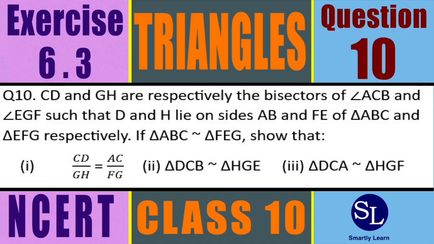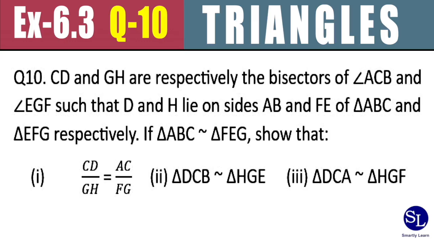In this video, let's see how to solve the 10th question in exercise 6.3. CD and GH are respectively the bisectors of angle ACB and EGF such that D and H lie on sides AB and FE of triangle ABC and triangle EFG respectively. If triangle ABC is similar to triangle FEG, show that.